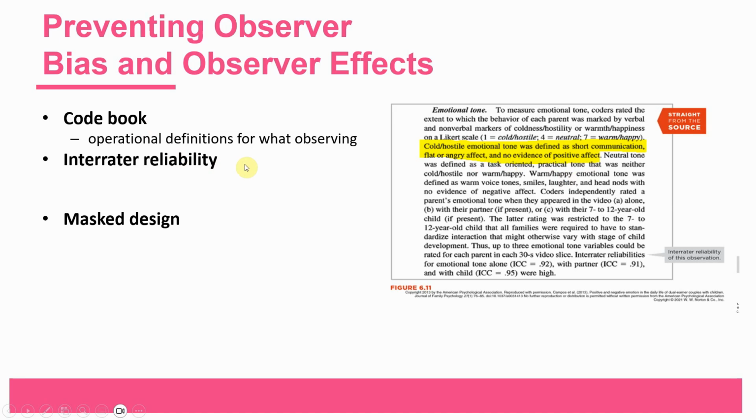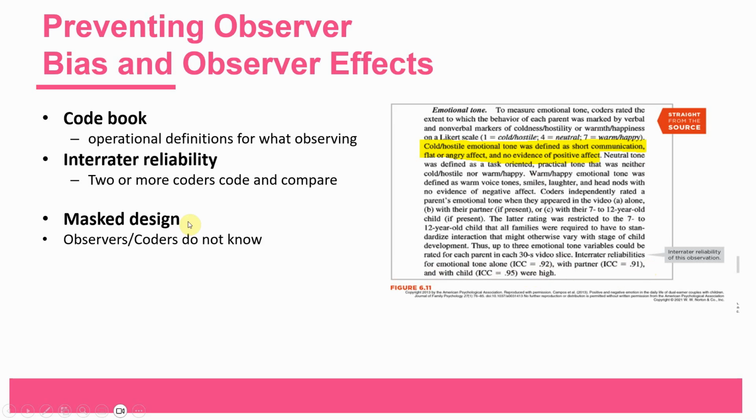With respect to that, you also have to have a measure of inter-reader reliability. Inter-reader reliability is where you have two or more coders code and compare. And they have that again down at the bottom of the paragraph here. Inter-reader reliability for emotional tone was 0.92. That's very good, with the partner and with a child. So with respect to this study, they had very high inter-reader reliability.